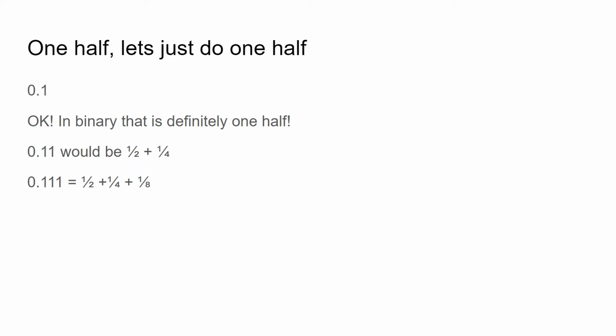Well, we can do 1/2. 1/2, we can think of that as 0.1 in binary. And obviously, that's definitely 1/2. And 0.11 would be 1/2 plus 1/4, because the second bit represents 1/4 and the first represents 1/2. We add them together, and 0.111 will be 1/2 plus 1/4 plus 1/8. Okay, so we can do fractions in binary using bits, and this is okay. We won't worry about negative numbers.